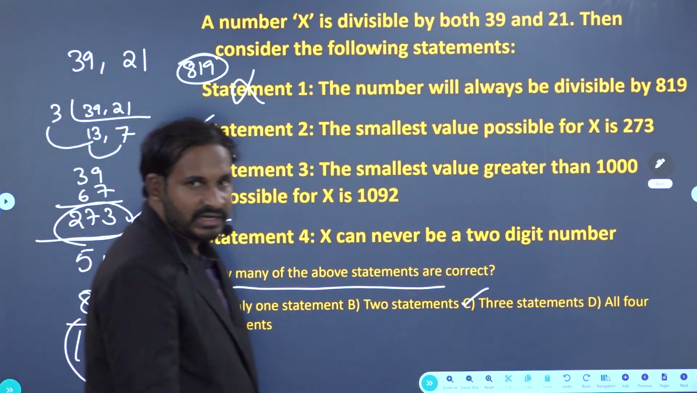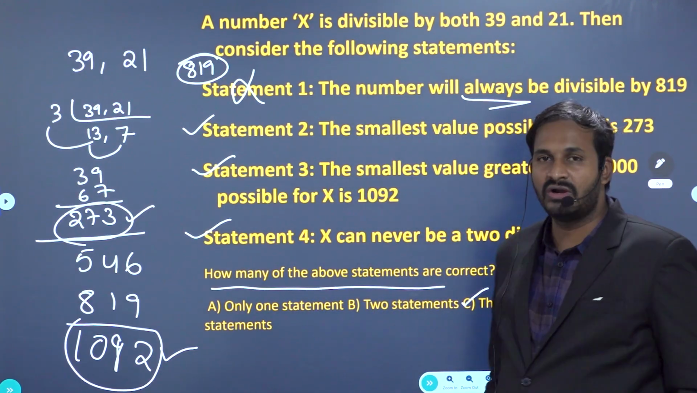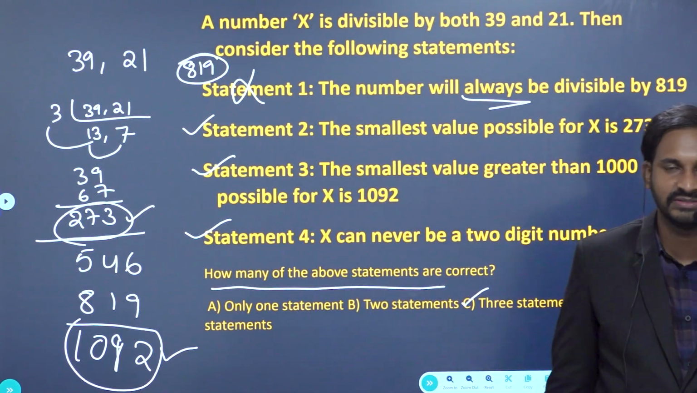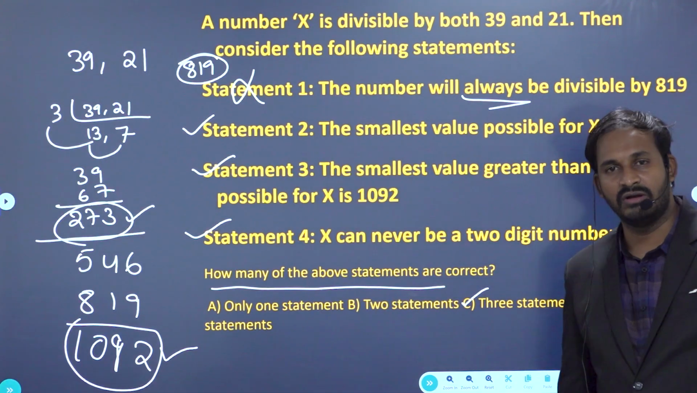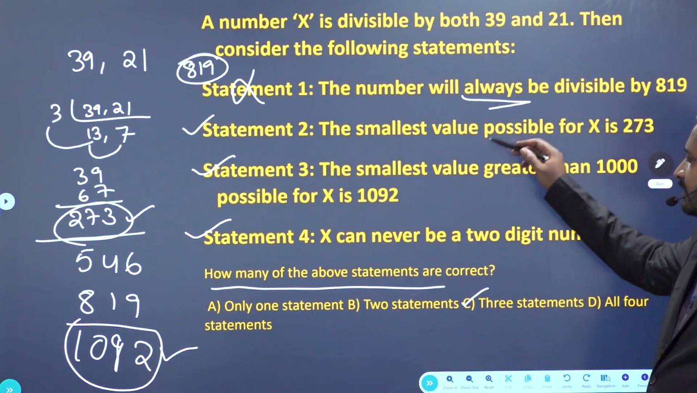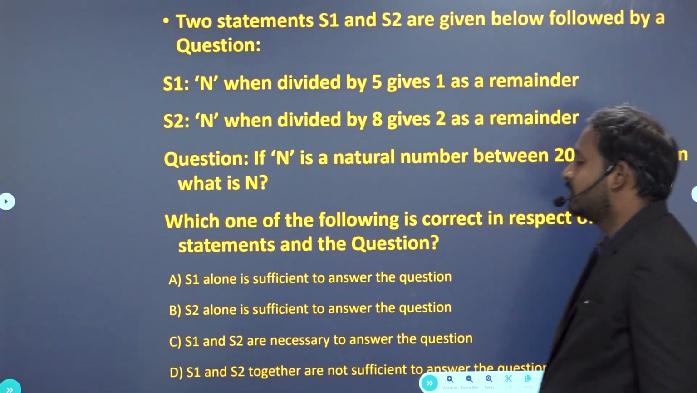The remaining 3 are correct here. Why is the first one wrong? Because he used the word always. It is not always divisible. For some numbers, yes, it is divisible, but not for all the numbers. So here 3 statements are correct from the given statements.